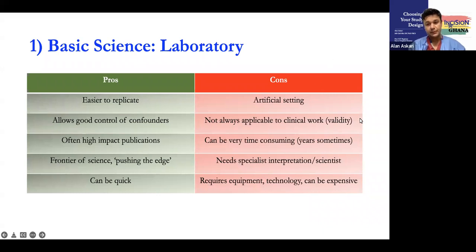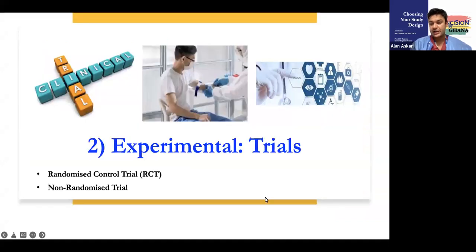I know I said it can be quick, but equally the other side is it can be extremely time consuming. I mean, there are people and researchers who spend their entire lives looking at a single molecule. So there is a wide spectrum. It usually requires specialist equipment, specialist technology. It can be expensive, and you almost certainly will need specialist interpretation or a scientist to help you with this.